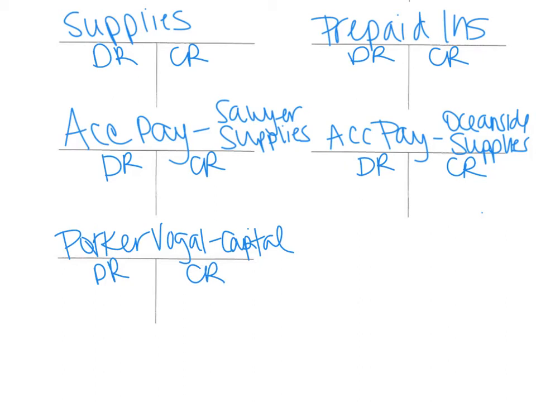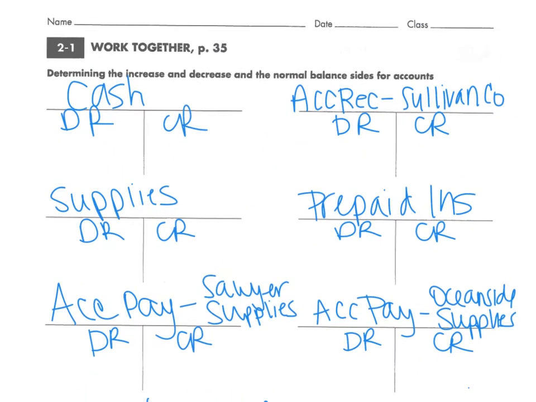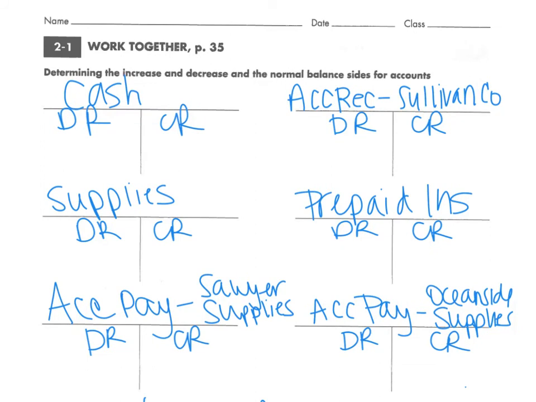Okay, so make sure you finish labeling all of the debit and credit sides. Now we're on step 3. Draw an up arrow on the increase side. And then step 4, draw a down arrow on the decrease side. And then we're going to label the normal balance. So let's start with the increase-decrease side.